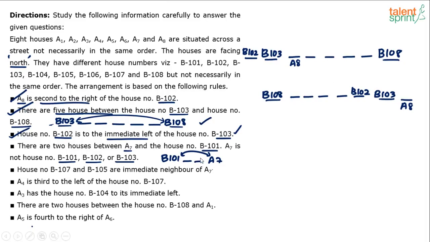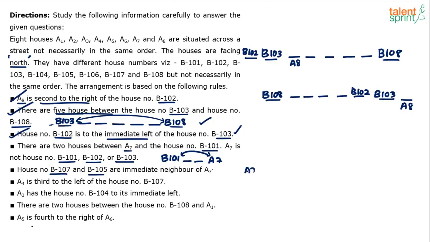So we can maybe try using it immediately or look for more clues. Let's read the other statements also. If we find something more definite which can be fixed immediately, we will use that. Otherwise, we will try out the possible cases. So next clue says 107 and 105 are immediate neighbors of A7.